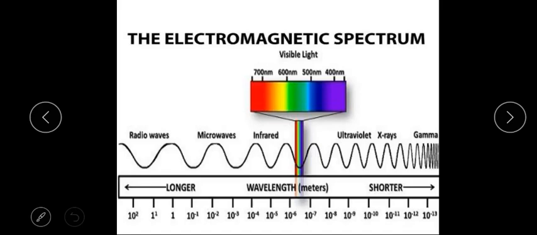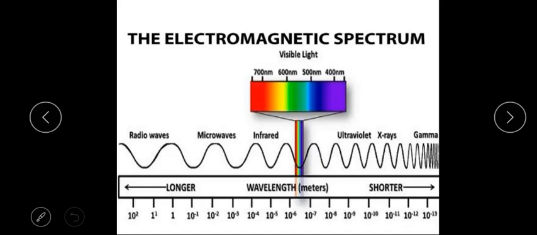So what is meant by the electromagnetic spectrum? The whole range of frequencies and wavelengths of electromagnetic waves, arranged in increasing or decreasing order of wavelength or frequency, is called the electromagnetic spectrum, right? The electromagnetic wave has a particular range of frequency and wavelength.